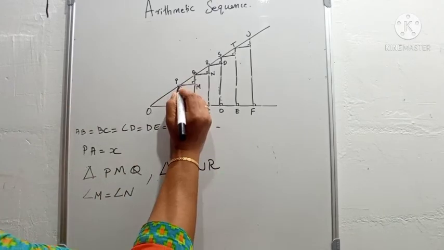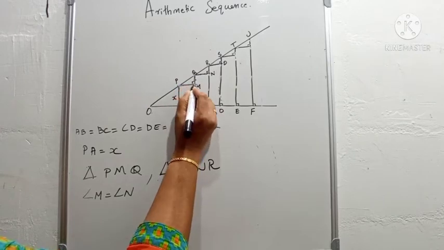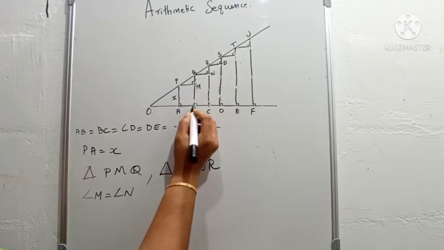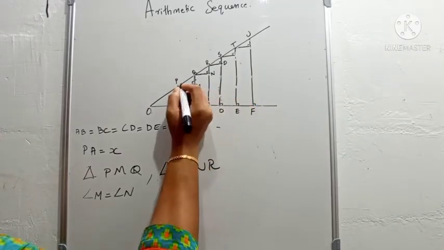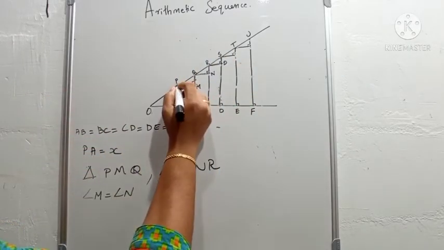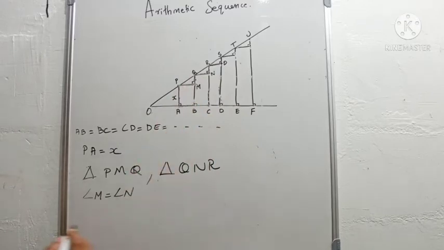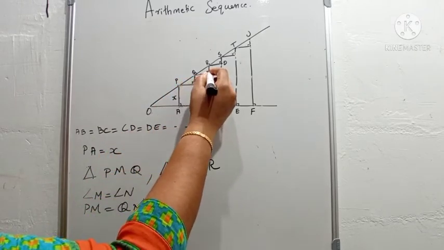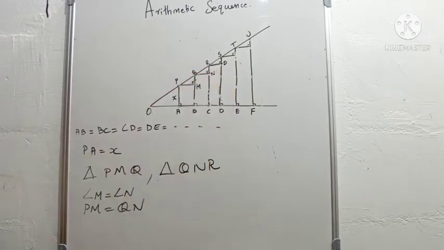And what about this length? We know that all these lengths are equal. Therefore, these lengths are also equal. So, we can say that PM and QN are equal. PM is equal to QN. So, we get these two angles are equal and these two sides are equal.